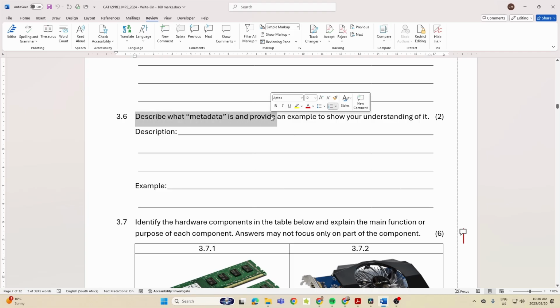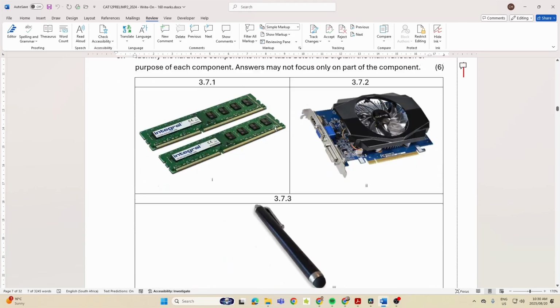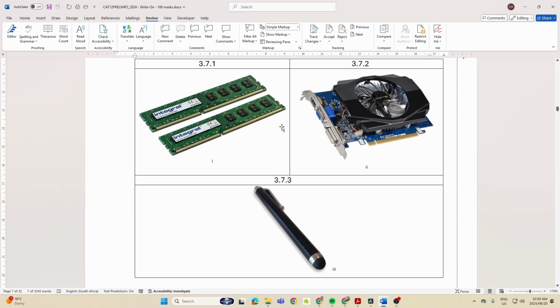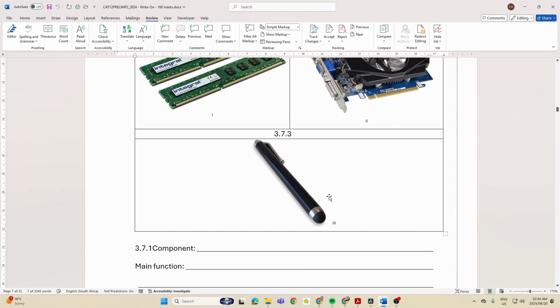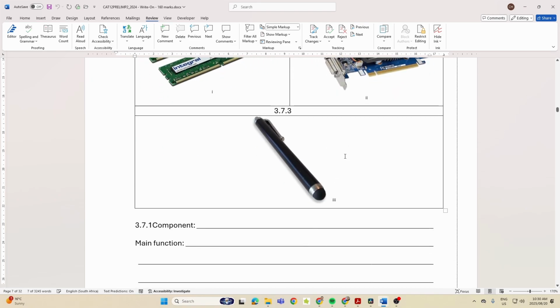Describe what metadata is. Do you see what I see at the bottom of the screen? It's coming. There we go. Hardware components again. What do we have here? We have RAM. We have a graphics card. We have a stylus pen.